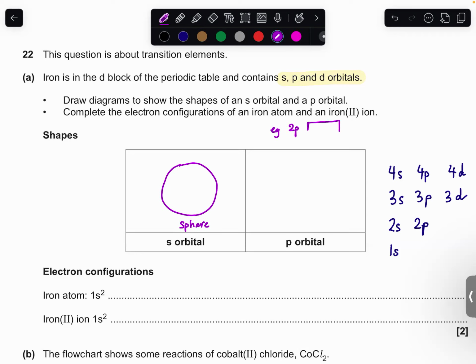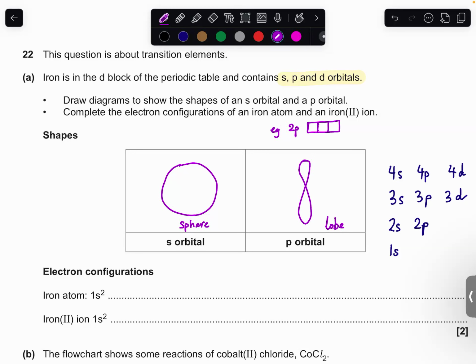For a P orbital, let's look at a 2p orbital. You've got 3 p orbitals at the same energy level. That's why it can hold up to 6 electrons. If you want to draw just one of them, it's like a stretched out 8, and the name of the shape, you can call it a lobe, like an ear lobe.